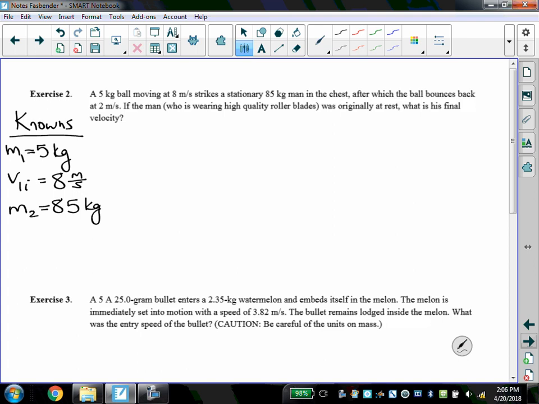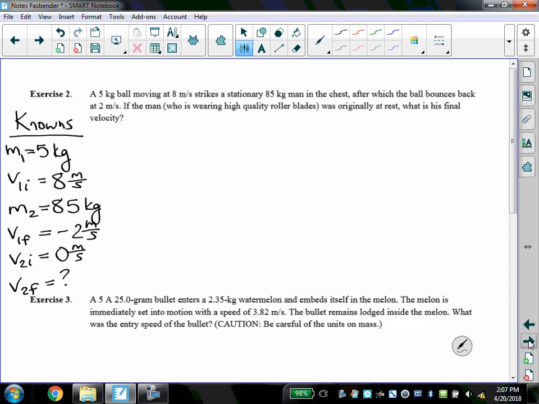And then our ball hits him and bounces back at 2 meters per second. So that's, again, giving me information about V1. But it's now a final velocity because it's after the collision, and I would put that that is negative 2 meters per second since I'm moving now in the opposite direction. And these are vectors, so those positives and negatives are important. The man was initially at rest, so we will say that his VI is 0 meters per second, and we want to find out what is the final velocity of that man.